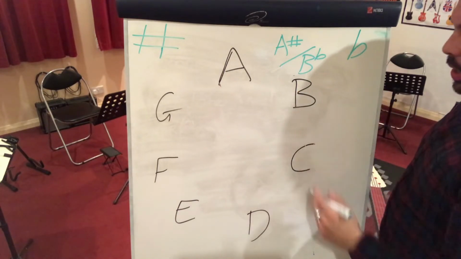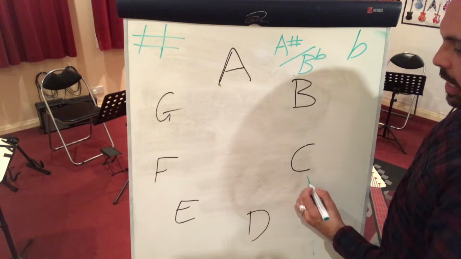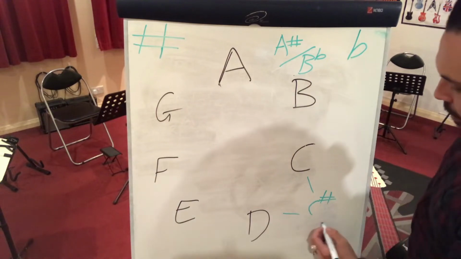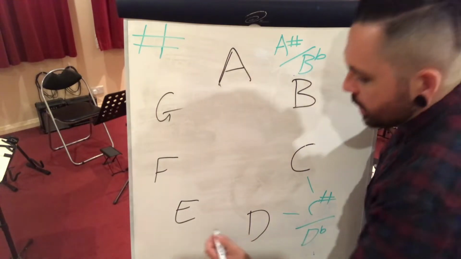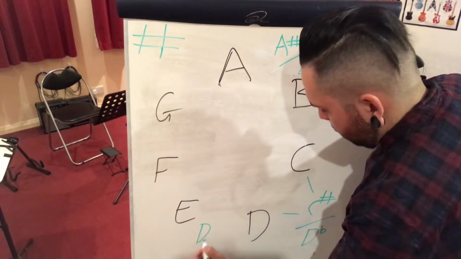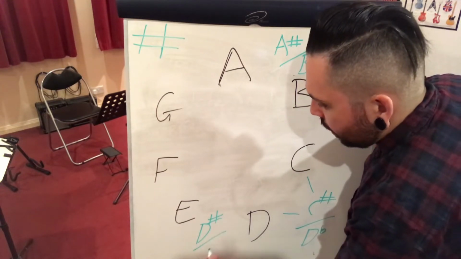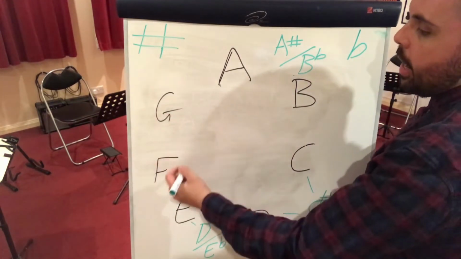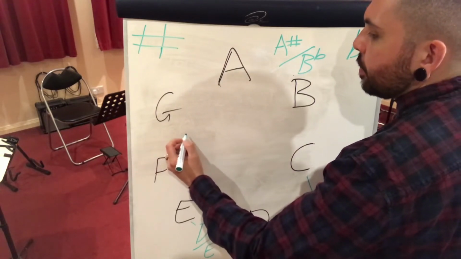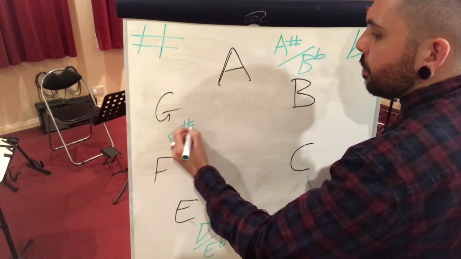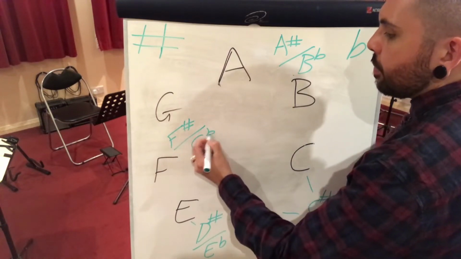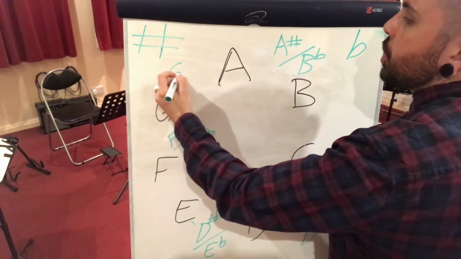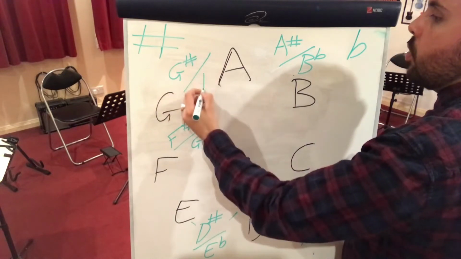Between B and C, there's nothing. Between C and D, there's what's called a C sharp or a D flat. Between D and E, you've got D sharp or E flat. Between E and F, there's nothing. Between F and G, you've got, you guessed it, F sharp or G flat. And between G and A, you've also got a G sharp or an A flat.